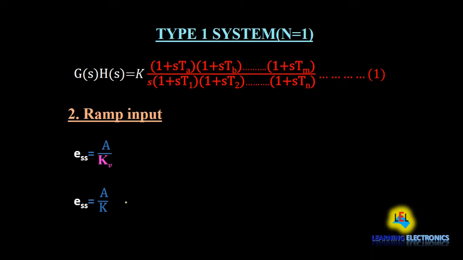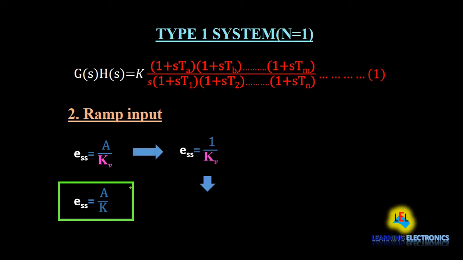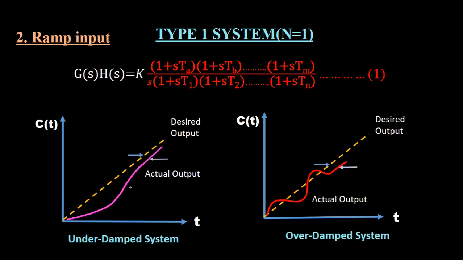When unit ramp is applied, then steady state error will be equal to 1 upon Kv. That means ess is equal to 1 upon K when unit ramp input is applied. Now when we see the time response for underdamped and overdamped systems, we can see that the steady state error for both types of systems is equal to a finite value, that is equal to A by K.